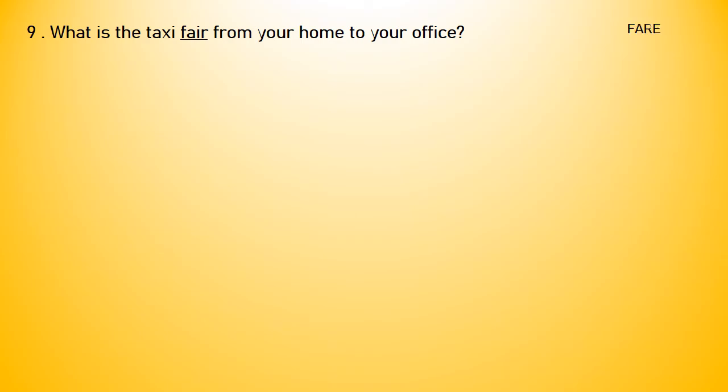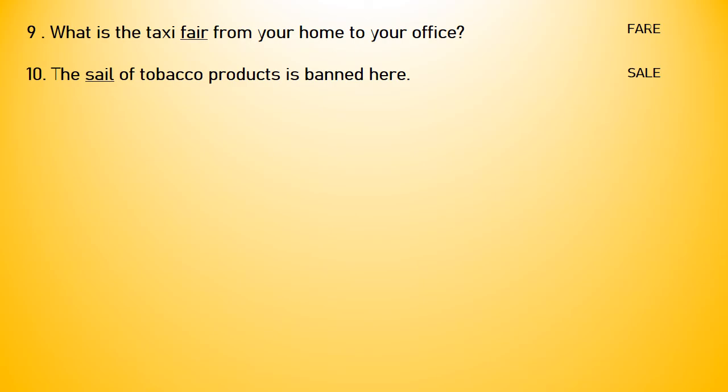Number 10. The sail of tobacco products is banned here. In this sentence, SAIL stands for a piece of material extended on a mast to catch the wind and propel a boat or ship, which is not for tobacco. So the correct answer should be SALE, sale. So the right answer should be: sale of tobacco products is banned here.